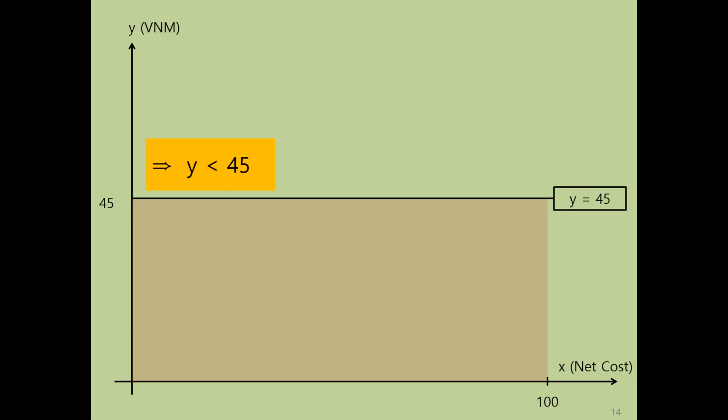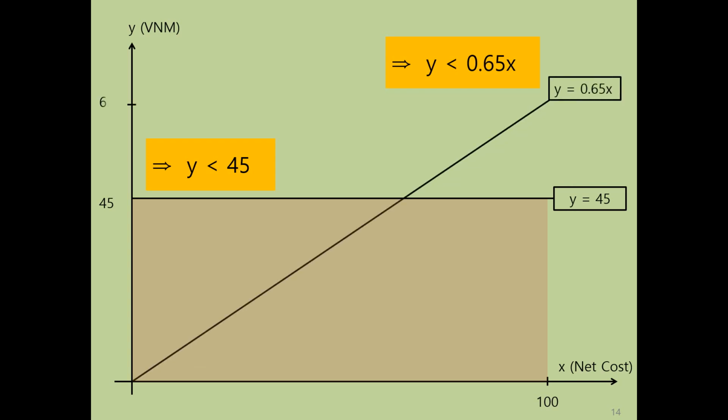To satisfy the net cost method, Y should be less than 0.65 times X. I will draw a line, Y equals 0.65 times X. That means the area under the line is the area that satisfies the net cost method. And we need to see the point where the two lines meet.